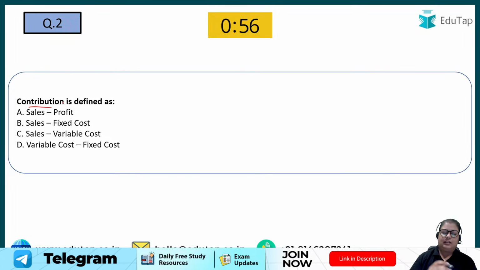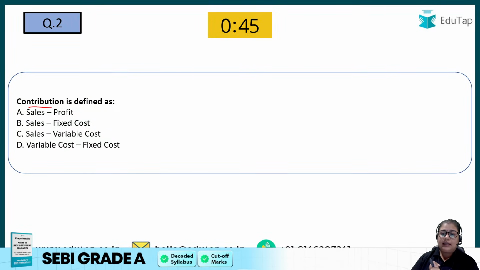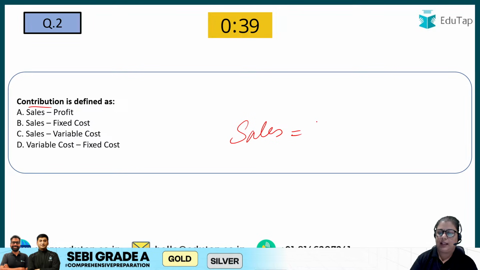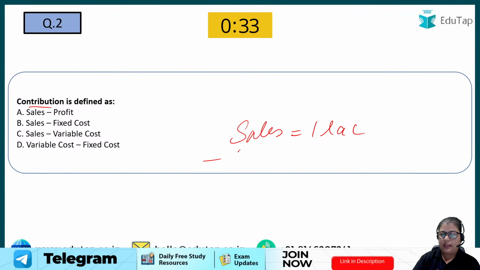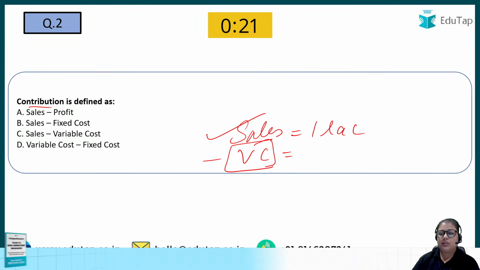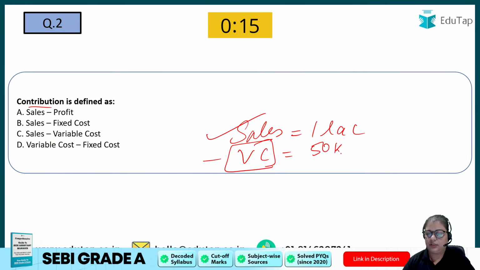Contribution is defined as. What is contribution? Have you read and learned the chapter on marginal costing? That includes one of the terms, that is contribution. What is contribution? After my sales, for example, say 1 lakh rupees of sales, whatever is my variable cost, I will deduct it. I will deduct all the variable cost, because for making this sales I have incurred some cost, and that is very important for me. My raw material, my labor. I expect that in my sales at least the variable cost should be covered. For example, 50,000 is my variable cost.